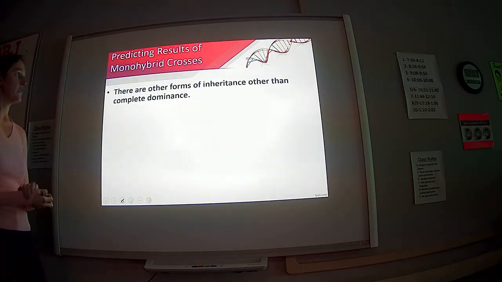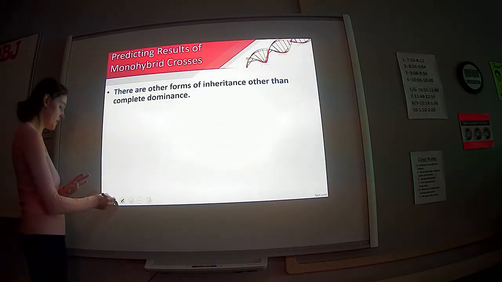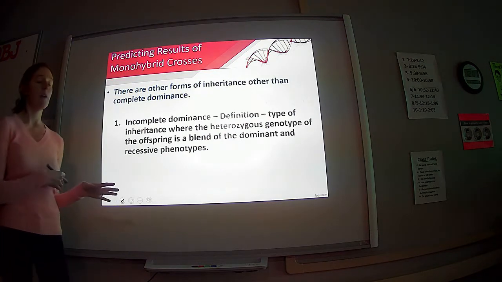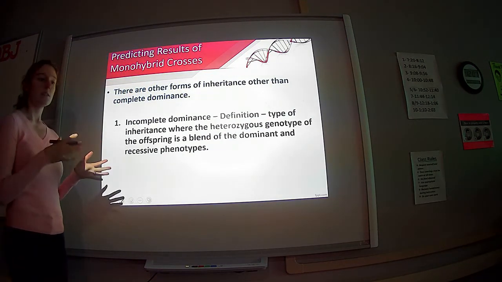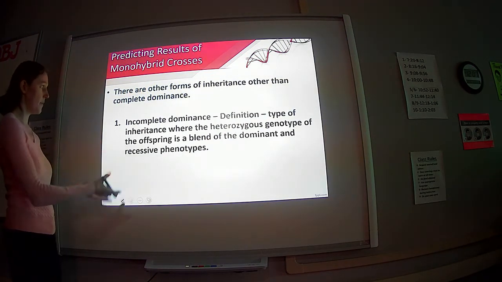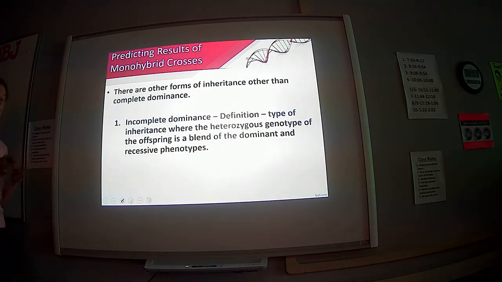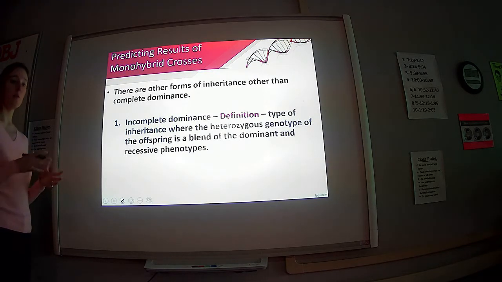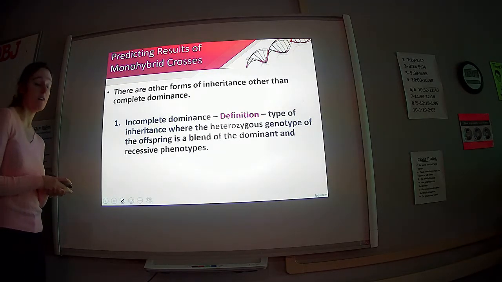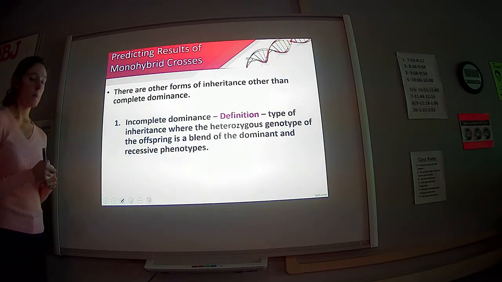There are other forms of inheritance other than complete dominance. What I just showed you was complete dominance. And we are going to be practicing complete dominance next week. Then we're going to take a stab at incomplete dominance, and then we'll do codominance. All have the same basic concept, so once you know how to do a Punnett square, you'll be fine. It's just remembering which type of dominance you're doing.